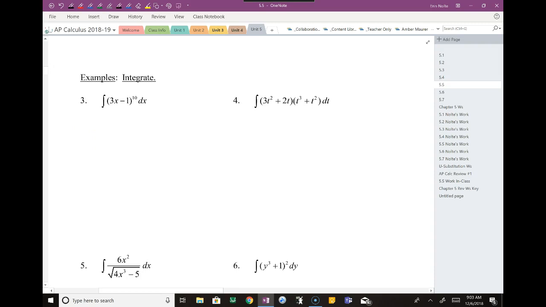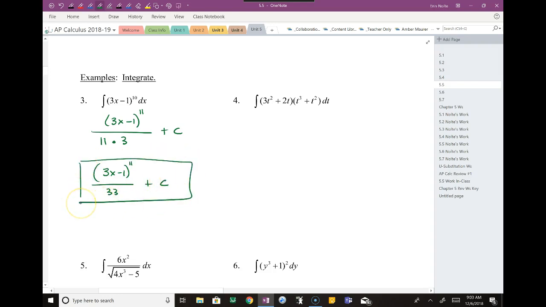Okay, we're integrating. So I'm going to add 1 to the exponent and divide. I'm going to start with my stuff. So 3x minus 1, what's my new exponent? To the 11th. I have to divide by 11 and divide by 3. You can write this as a fraction, (3x minus 1) over 33. Or if you want, you can call it 1/33 times the quantity 3x minus 1 to the 11th. Either way.